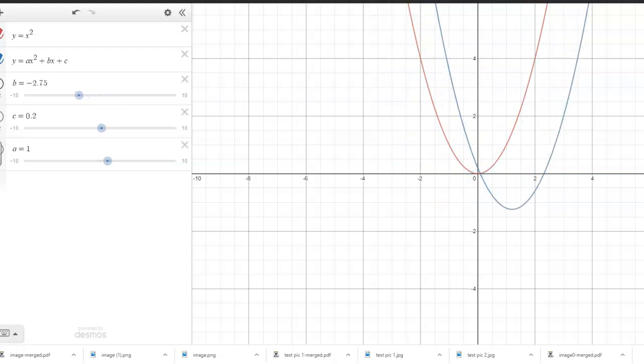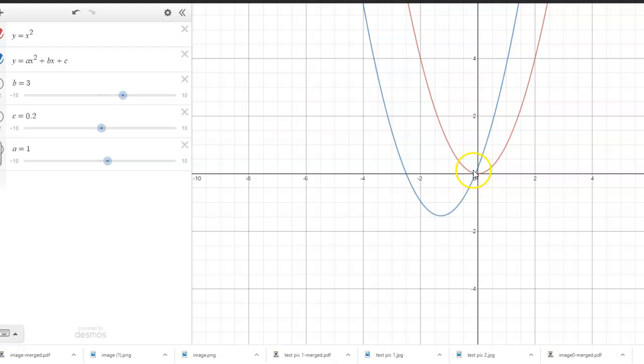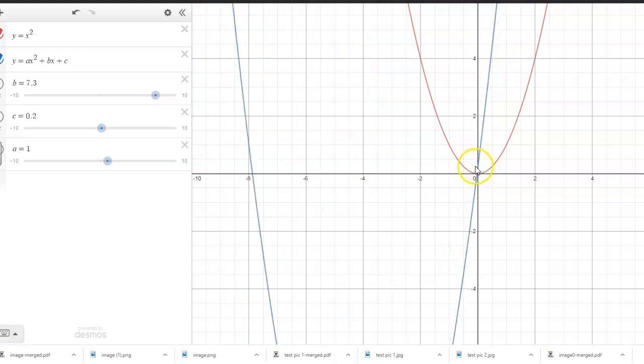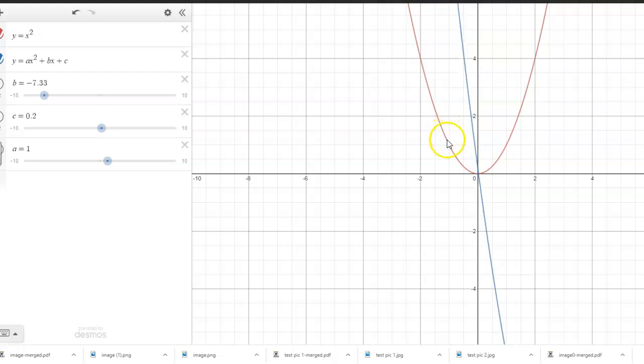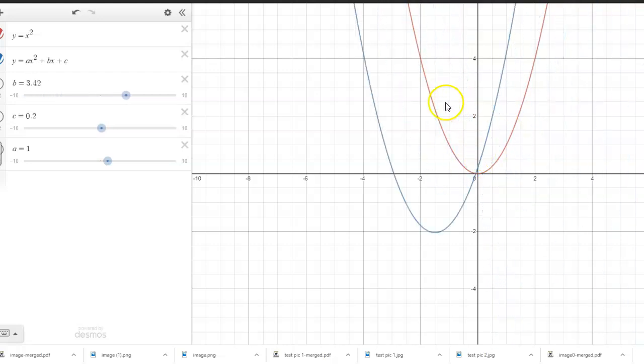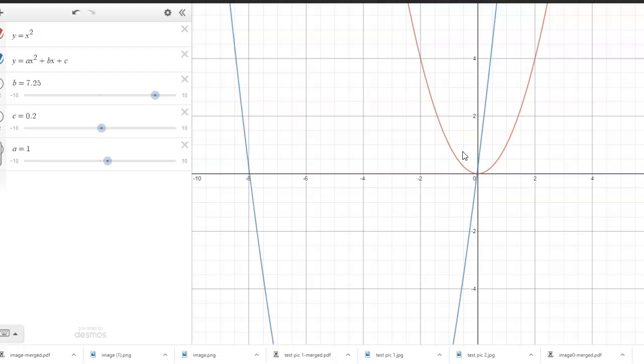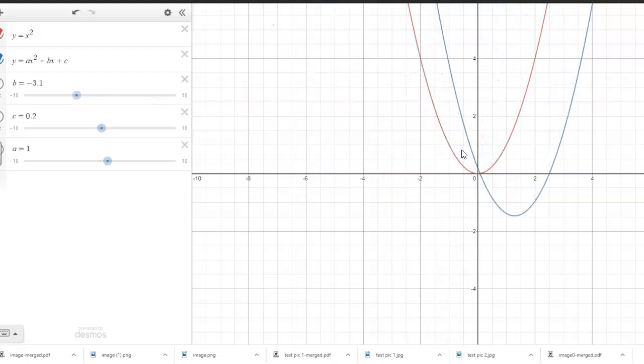So you can see, all right, well, one thing you can see is that the y-intercept doesn't change. Also, the graph is always opening up, just as the red graph is, the parent function. The new graph is always opening up. What's changing here?